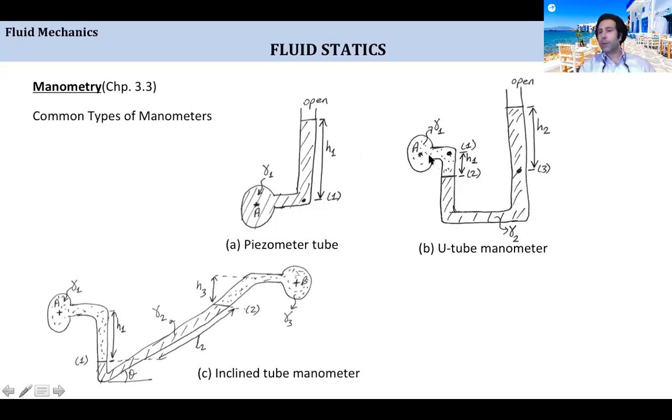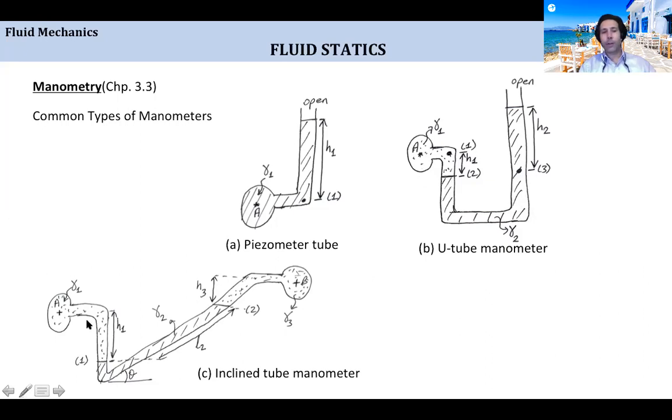Another type of manometer is the U-tube manometer. Let's say this is the pipe where you want to measure the pressure. However, for some reason, and one of those reasons may be that the fluid within the pipe may not be suitable to be used as a manometer fluid, you can use a U-tube manometer, which has a different gauge fluid, which is here, with a different specific weight. And this is the fluid within the tube. So you can use a U-tube manometer.